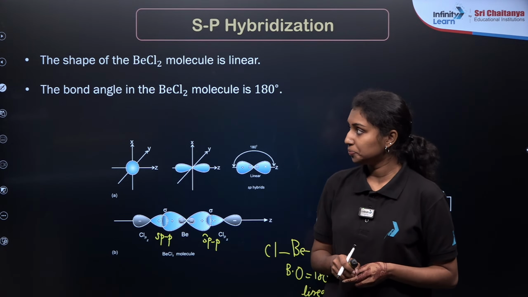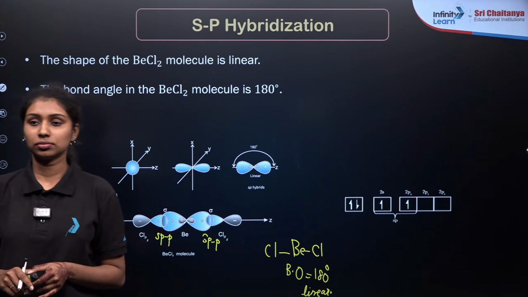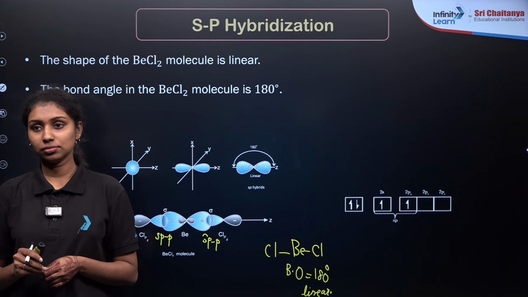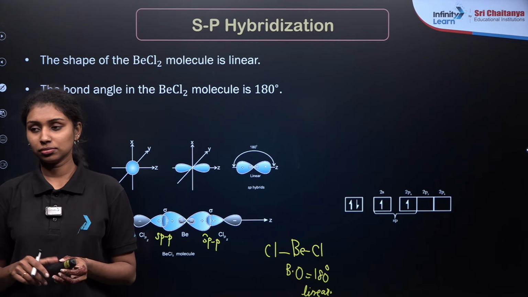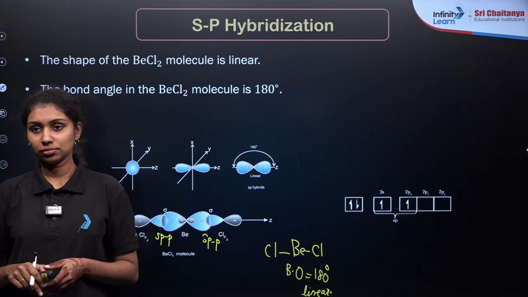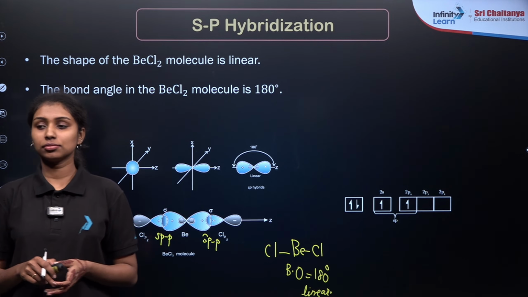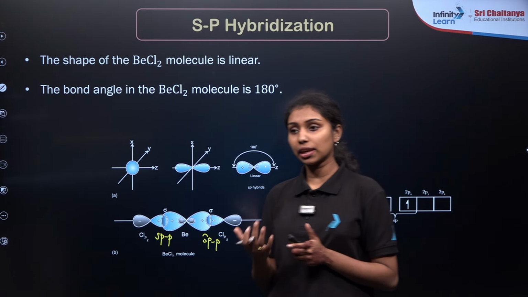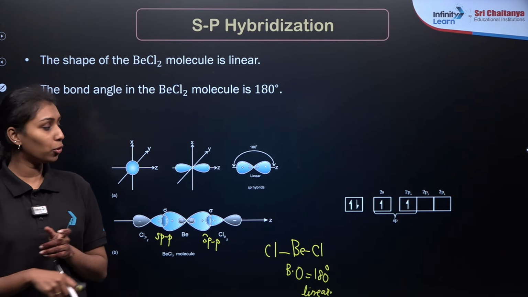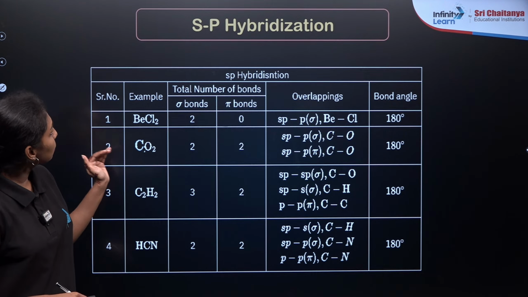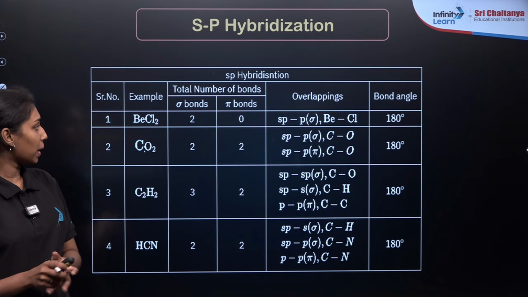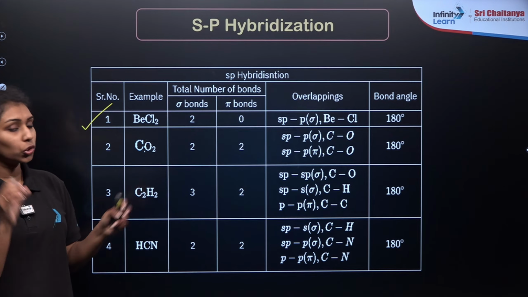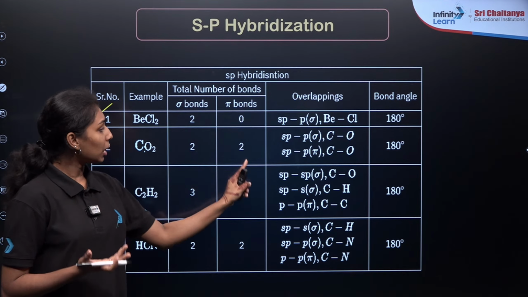Is that clear, everyone? So this is about sp hybridization. Similarly, we need to look at sp2 and sp3 hybridization along with some examples. Now we are moving to sp2 hybridization. Some other examples of sp hybridization are already given in our textbook. In the case of BeCl₂, we have already seen that 2 sigma bonds are formed and no pi bonds are formed, right?